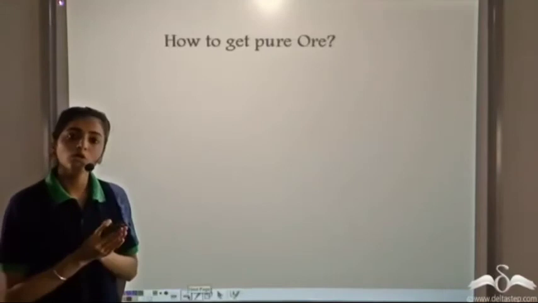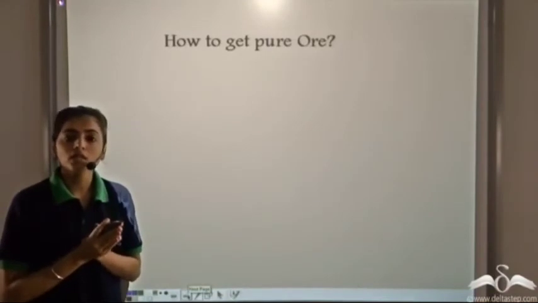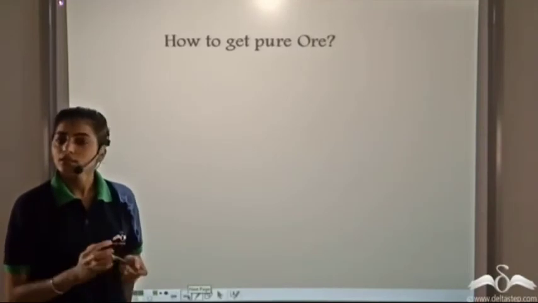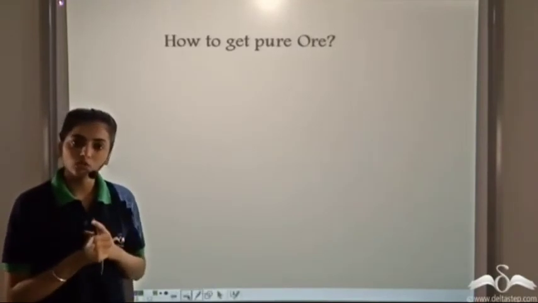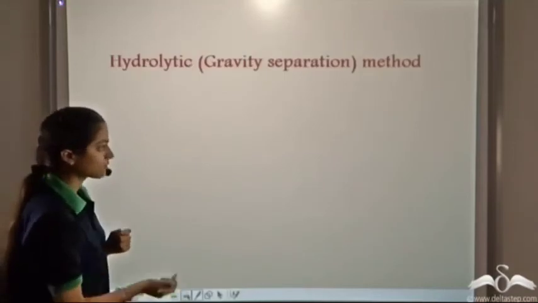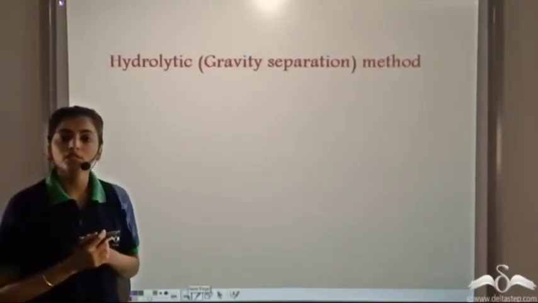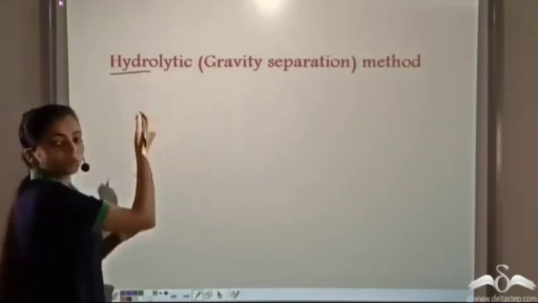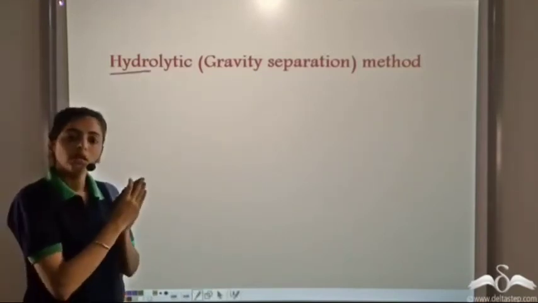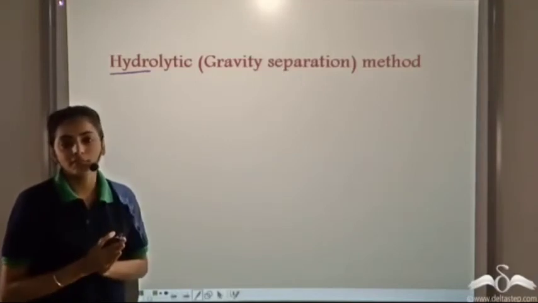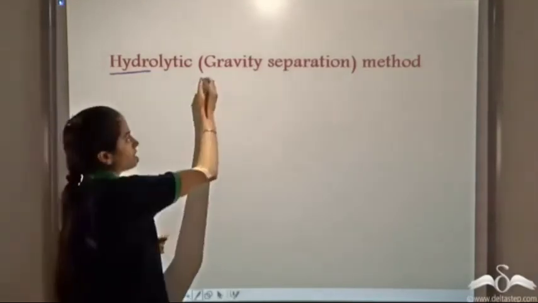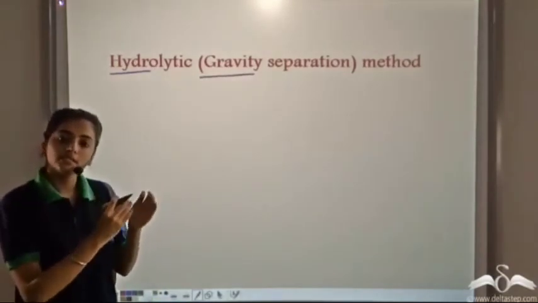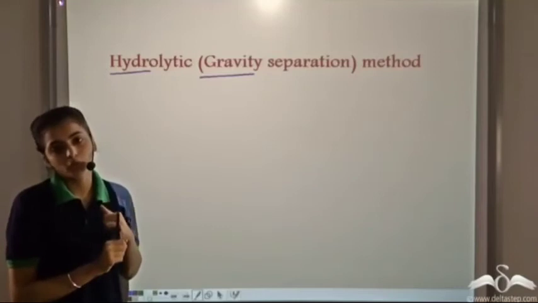So now, how to purify the ore? That is, how do we concentrate the ore and remove these gangue particles? There are different methods to carry out the concentration of ore. The first method is the hydrolytic method. Hydro means we have to use water in this method, and it is also known as gravity separation. Gravity separation uses the difference in the densities between the ore and the impurities.